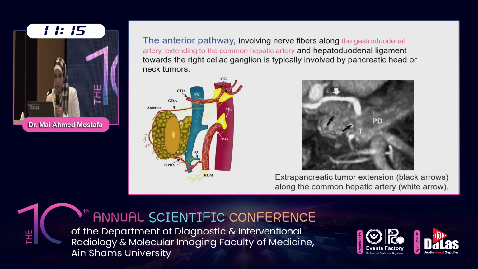The anterior pathway is the nerve fibers along the gastroduodenal artery and extending along the common hepatic artery within the hepatoduodenal ligament toward the celiac ganglia, typically seen in pancreatic head and neck tumors. As we can see here on the oblique coronal format CT image, there is a mass lesion originating from the head and neck of the pancreas with soft tissue extension related to the common hepatic artery.